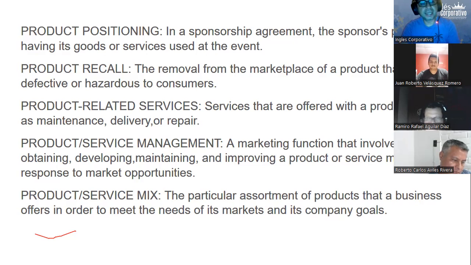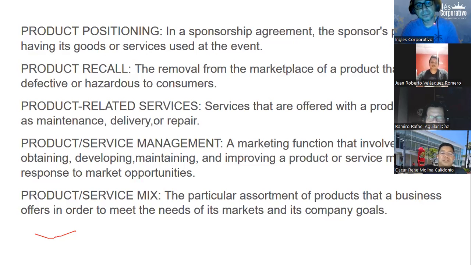Okay. The next one says product related services. Who wants to read this one? I tried. Okay. Product-related services that are offered with a product such as maintenance, delivery or repair. Very good. Product-related services. Services that are offered with a product such as maintenance, delivery, or repair.